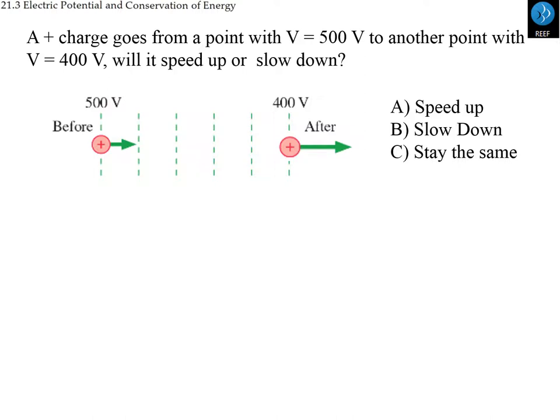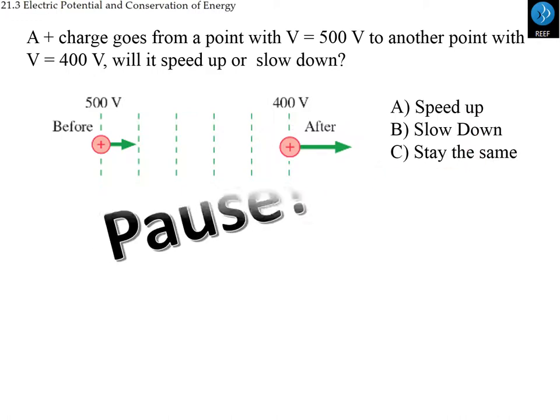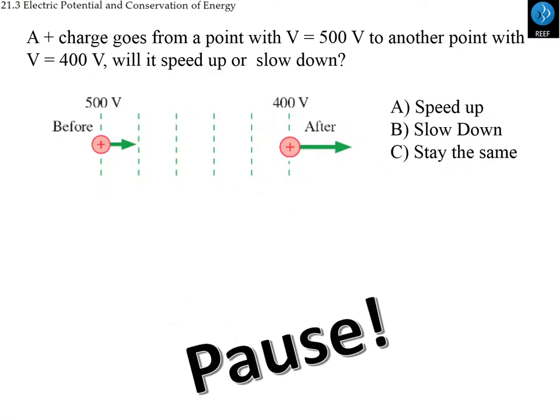Another question. A positive charge goes from a point with V equals 500 volts, this point here, to another point where V equals 400 volts. Will its speed up or slow down? And there are three answers: speed up, slow down, stay the same. Well, pause, think, and answer.